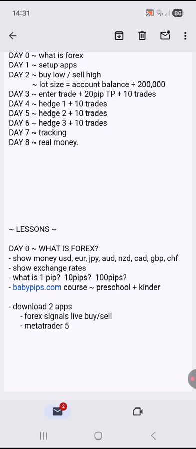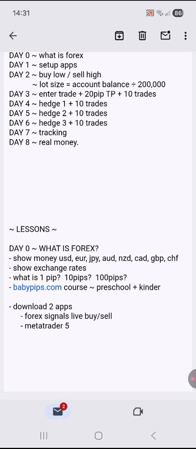Then I'm going to be going through showing you the exchange rates for each based on US dollar. I'm going to be showing you what 1 pip is. Pip stands for percentage in point. So when the market moves 1 pip, that's 1 point, or that currency pair has changed. So the market moves up and down all the time. It moves 1 pip, 10 pips, 100 pips. I'm going to show you what that looks like.